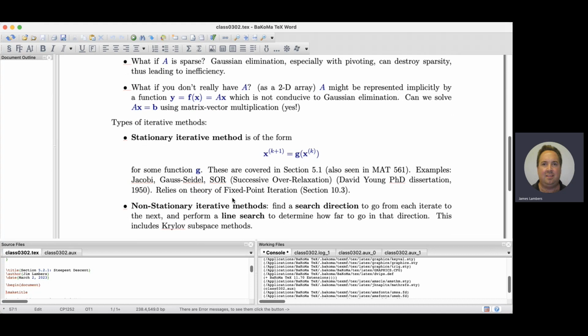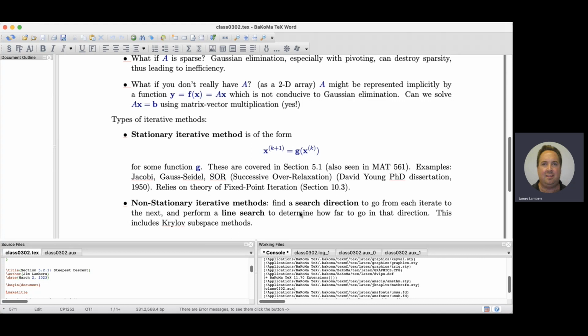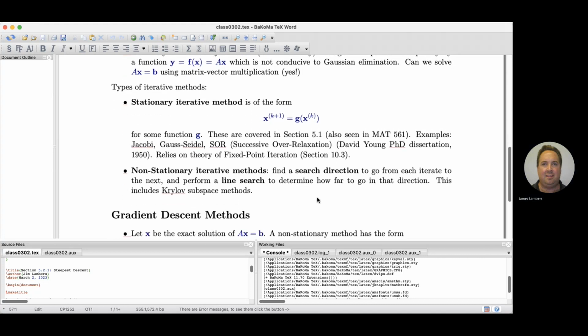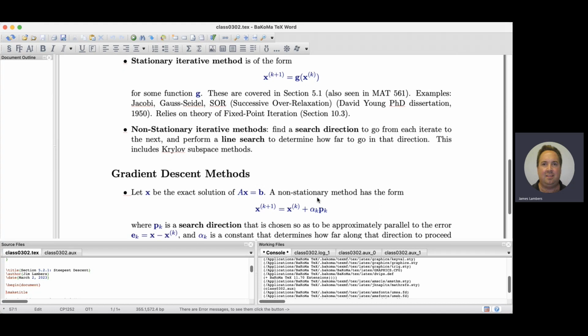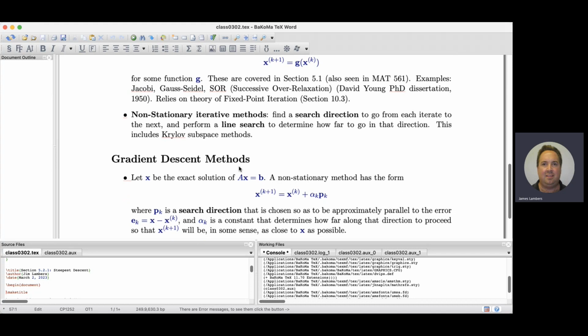What we're going to focus on in this class are non-stationary methods. The idea is that from an initial guess, you find some search direction to go in that's meant to get you closer to a solution. And once you've chosen that direction, you perform what's called a line search, and that determines what you multiply that direction vector by to get from one iterate to the next. A subset of non-stationary iterative methods are called Krylov subspace methods, and we'll be spending a lot of time on those, but not today. What we're going to focus on now are called gradient descent methods. We're just going to look at one method today, and that is the method of steepest descent. And then we'll improve on that later.